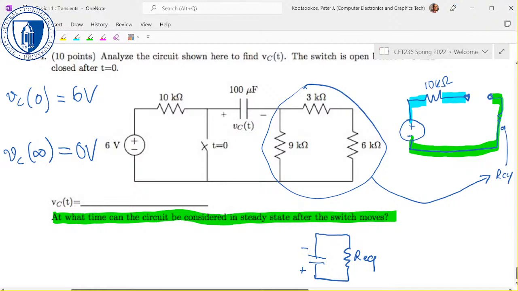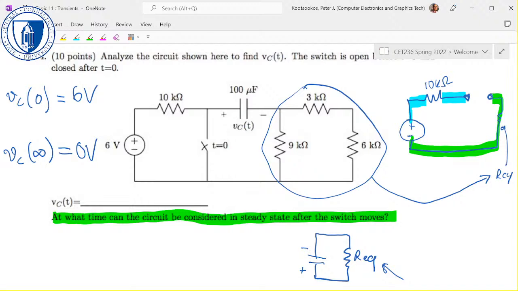Now, it's not necessary that the final condition is 0 volts. If I had a voltage source or a current source in the final circuit, then things would change, right? But because there's no source in the final circuit, it's just going to discharge, so I end up with 0.